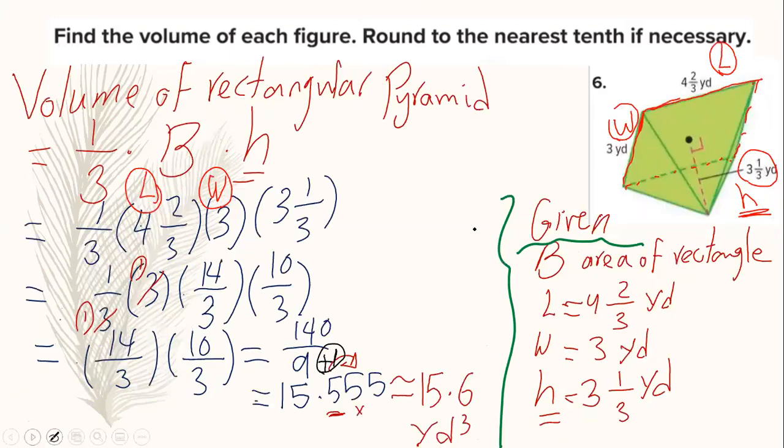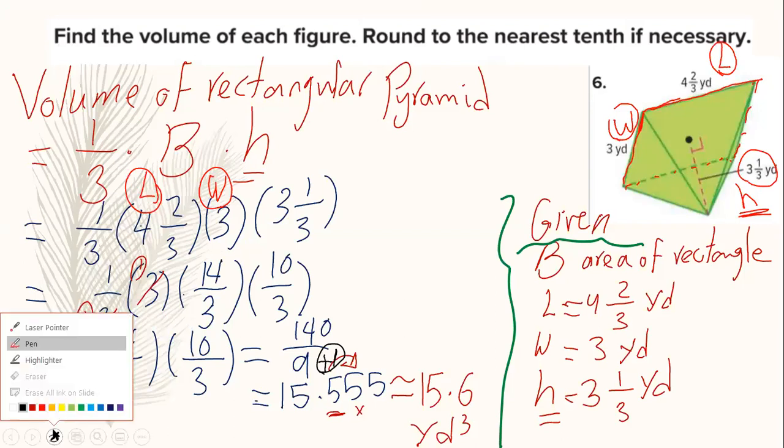We will move to exercise 6. Find the volume of the figure, round to the nearest tenth if it is necessary. What is this? This is an upside down pyramid, and we need to figure out the given.